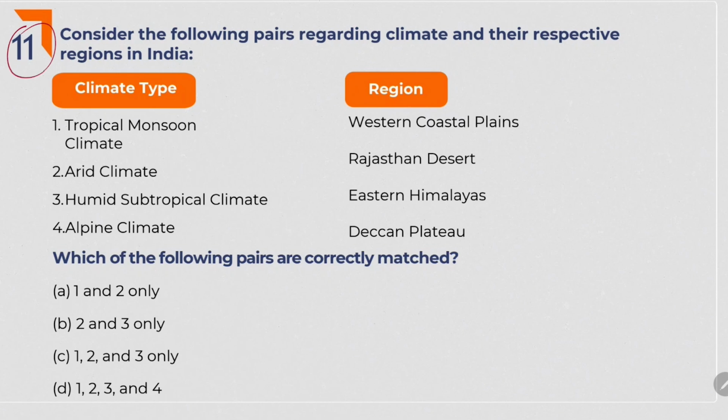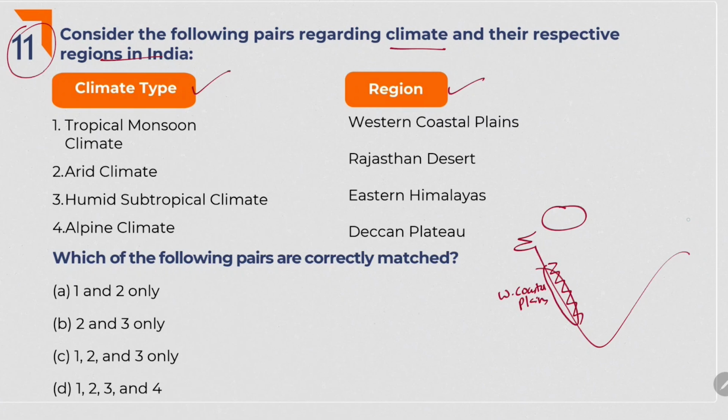Next one. Consider the following pairs regarding climate and the respective regions. They give climate type and different regions and ask you to match them. If you see the Indian map, here the western coastal plains lie. All these are western coastal plains. And here we can see Rajasthan desert. And eastern Himalayas lie here. And Deccan Plateau is this area.